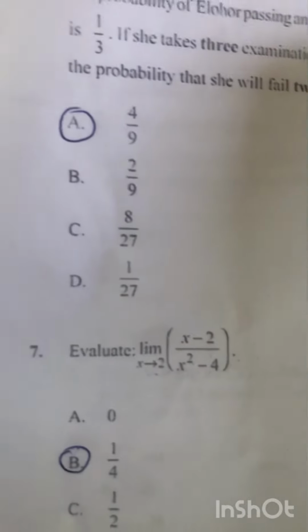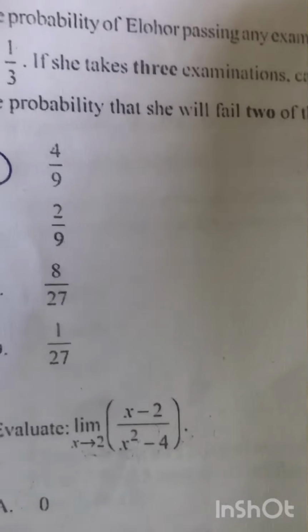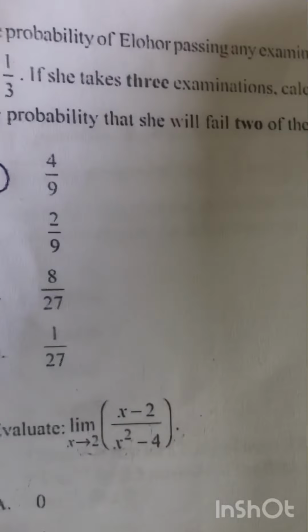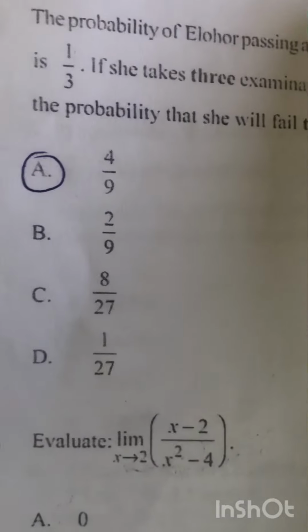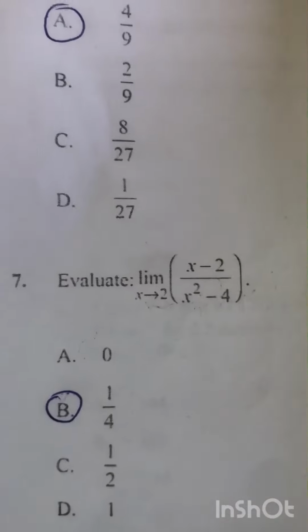Question 7 says evaluate that expression as x approaches 2. You know that when you put 2 inside directly, you get undefined because the denominator will be 0. So we just factorize the denominator, which is a difference of 2 squares. That's x minus 2, then x plus 2. So x minus 2 on the numerator will cancel the x minus 2 on the denominator, leaving only x plus 2 on the denominator and 1 on top. So if you put in 2, we will get 1 over x plus 2, which is 1 over 4, which is B.